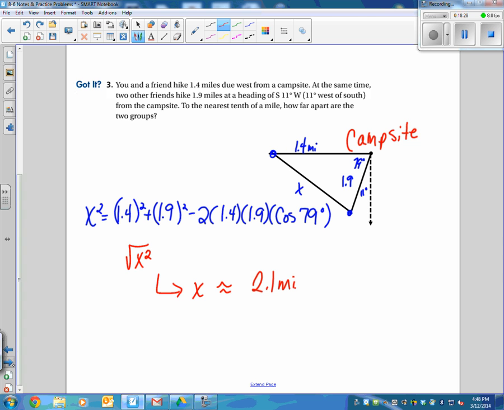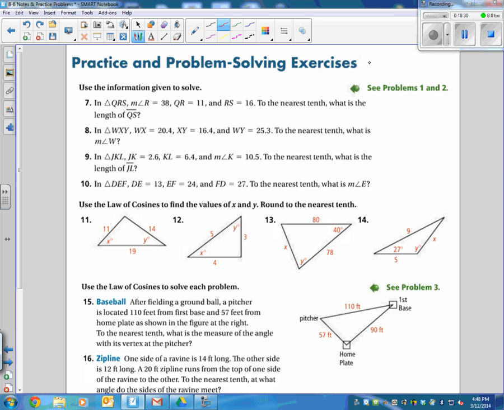Okay, so you may do odds or evens. Odds will probably be easier because you have the answers and you can double check. And we will review this on Friday after everyone has finished their project. So if you have any questions, let me know. But this is 8.6 law of cosines.